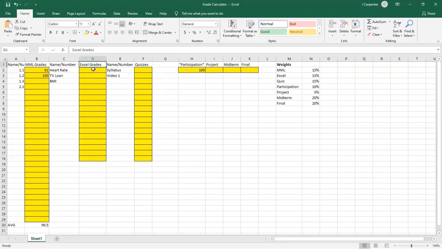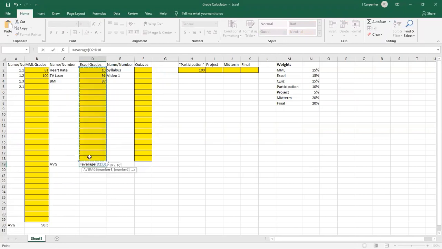And then my Excel grades, maybe I got a 10 on the first one because I didn't want to do it, or I just did one tiny little thing. But then I said, well, I can't do this all semester. I got to get my act together. And I got a 91 on the TV loan. And then I get, I don't know, an 87 on the BMI. Big improvement. And then down here, average, I'll keep it the same abbreviation, AVG equals average.